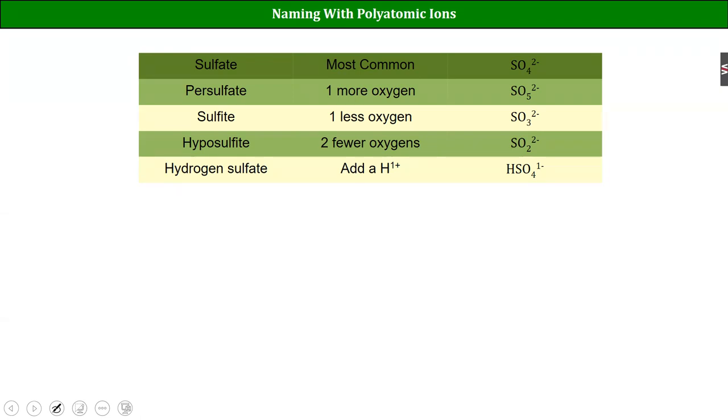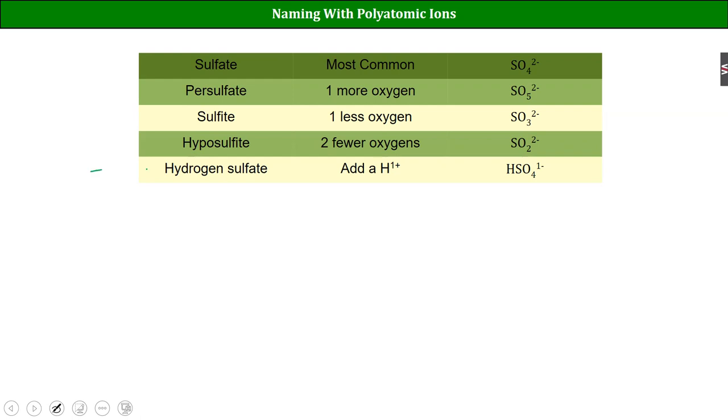Sulfite is missing an oxygen. Hypo means even one less than that. It's like hypoglycemic means you have low blood sugar. Hyperglycemic means you have extra blood sugar. So hypo means you're missing an oxygen. So you subtract 2 oxygens from the ate.